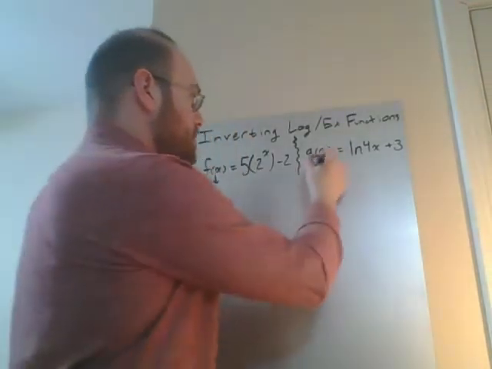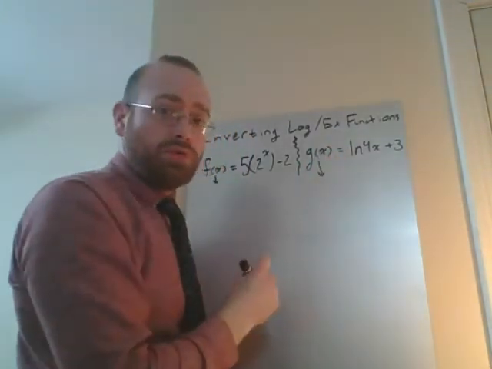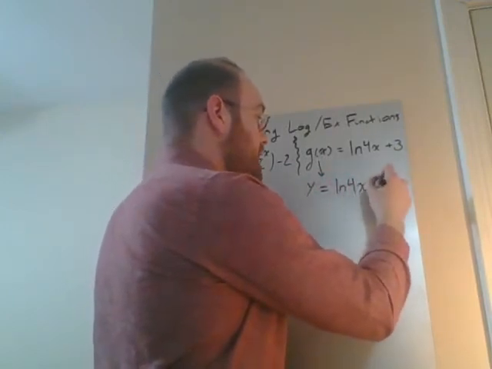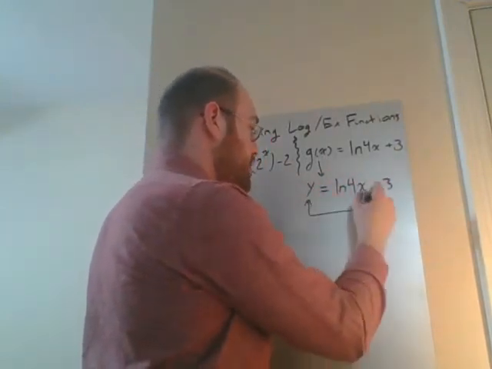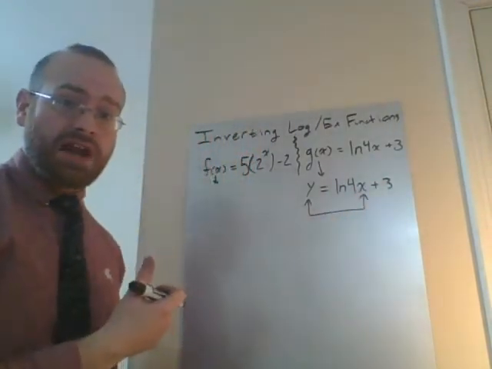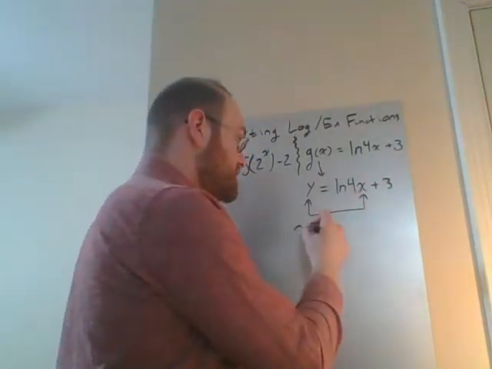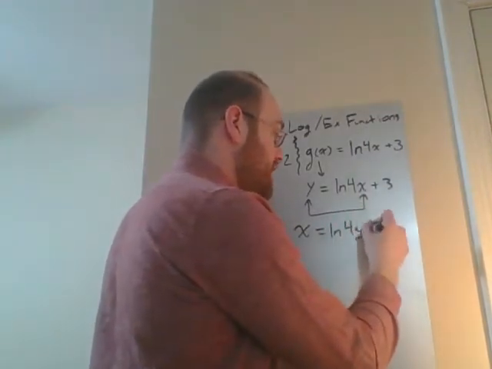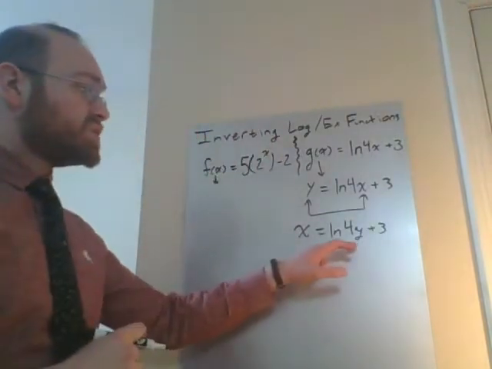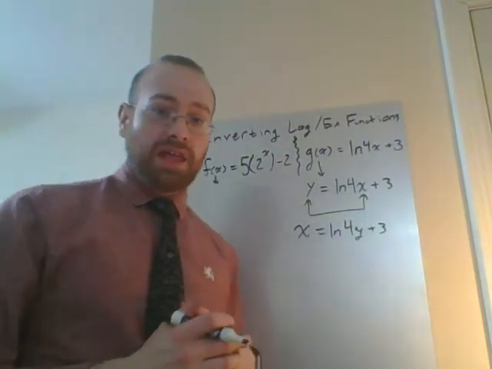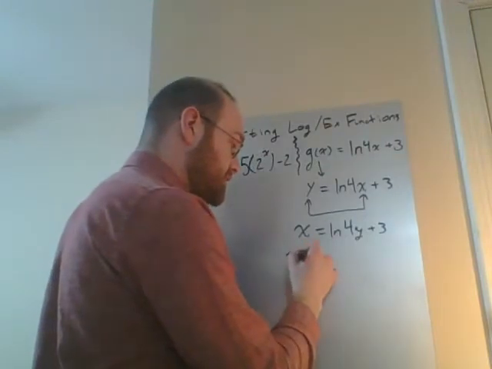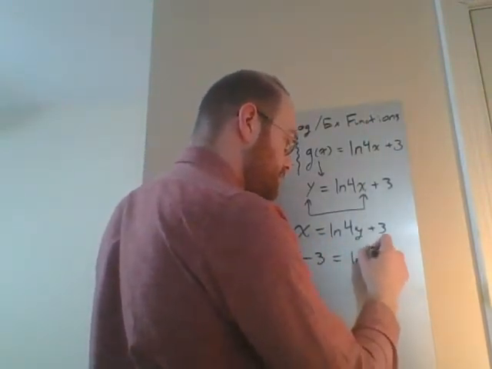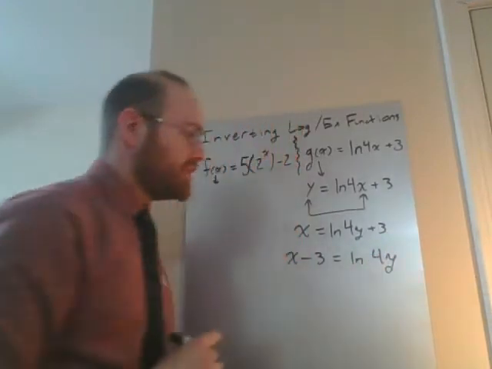So first, let's do as we did before, replace g of x with y. And then we are going to switch the places of our x and y's. So we have x equals the natural log of 4 times y plus 3. And we're going to solve for y. So let's subtract 3 from both sides. So we have x minus 3 is equal to the natural logarithm of 4y.